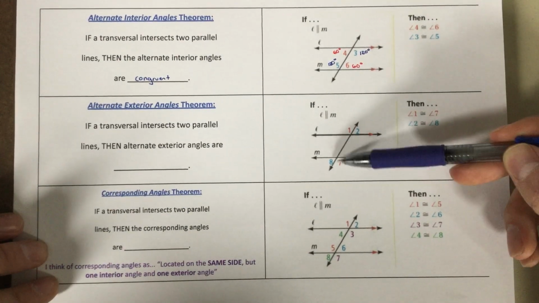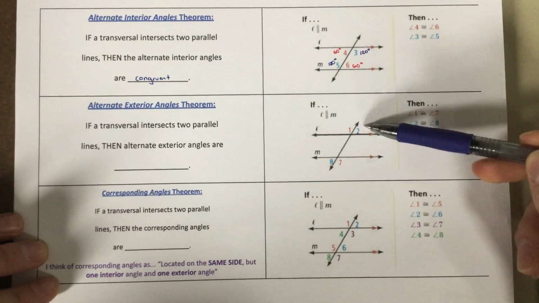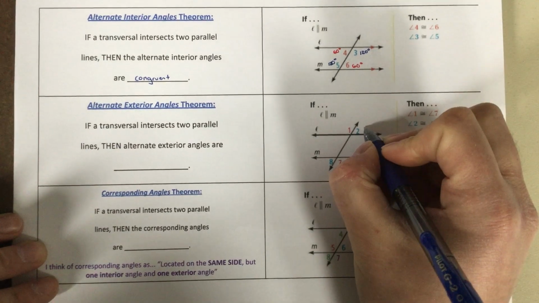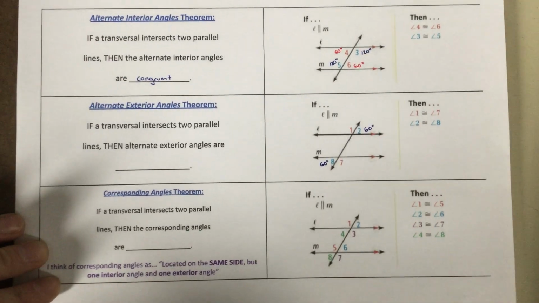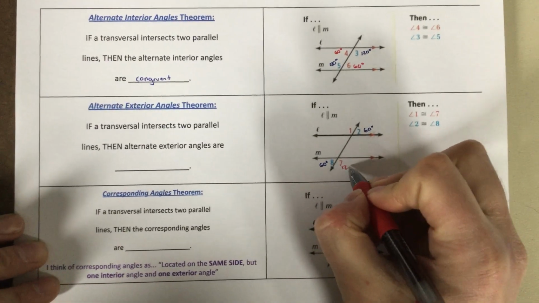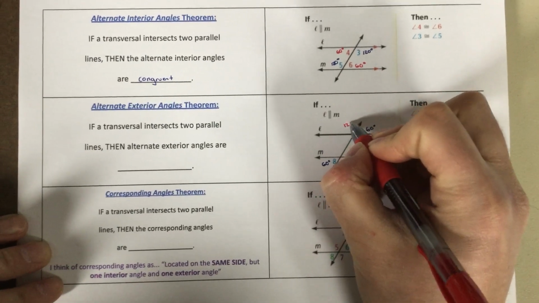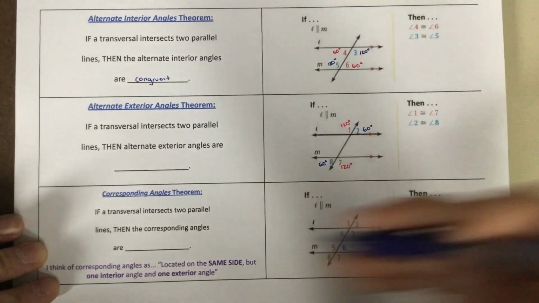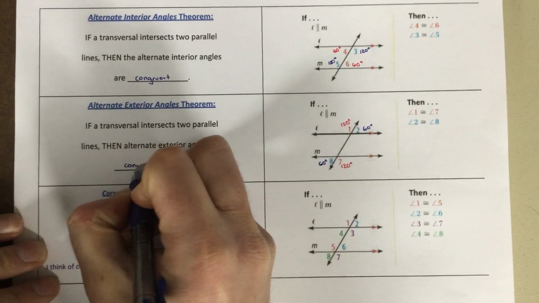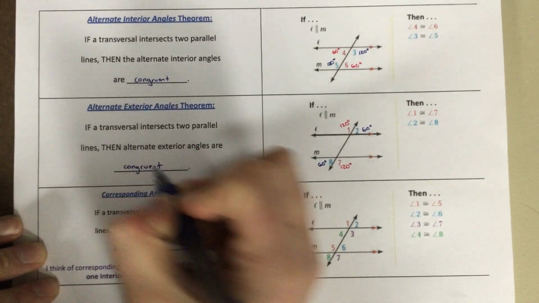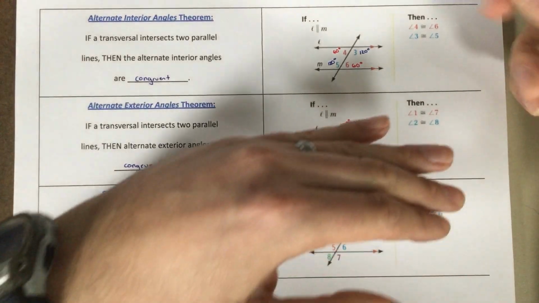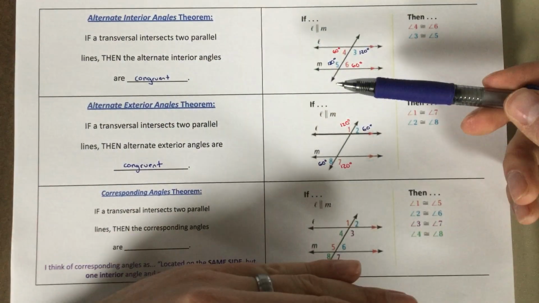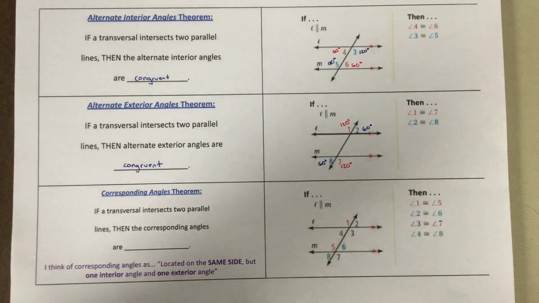Alternate exterior angle measures. So they're on the outsides of our transversal on alternating sides. So if I said this was 60 degrees, this one would also be 60 degrees. If I said this was 120 degrees, so would angle 1. These are congruent. So the difference is, these are on the inside, these are on the outside of our parallel lines.